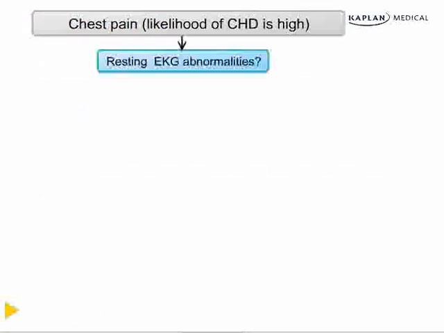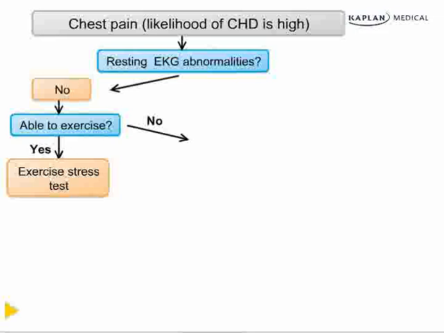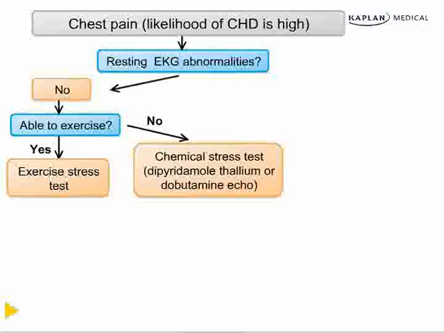How we evaluate the patient, in summary, looking at the possibility of coronary heart disease. If the resting EKG has no abnormalities and the patient is able to exercise, we do an exercise tolerance test looking for ST segment depression. Now, if the person can't exercise, then the step here is to chemically simulate that exercise, either with dipyridamole and thallium or dobutamine and echo. In dipyridamole thallium, you will see decreased thallium uptake in response to the chemical. In the case of dobutamine echo, you'll see decreased wall motion if you can't exercise.